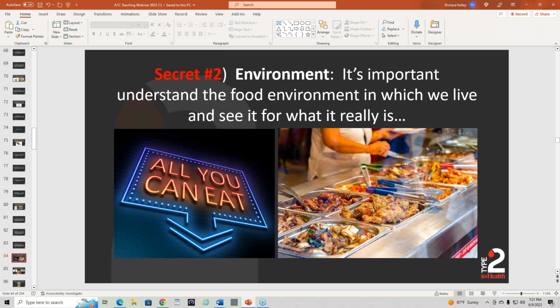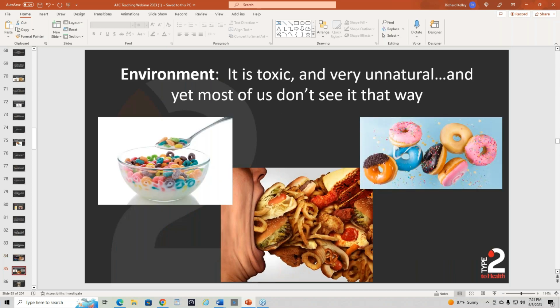Secret number two is about environment, and understanding that the food environment in which we live currently, that you see it for what it really is, which is a toxic and very unnatural environment. And yet most of us no longer see it because we've grown up in it.